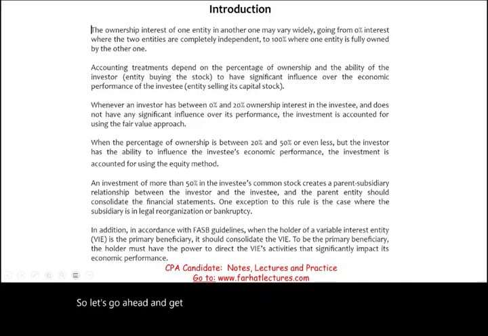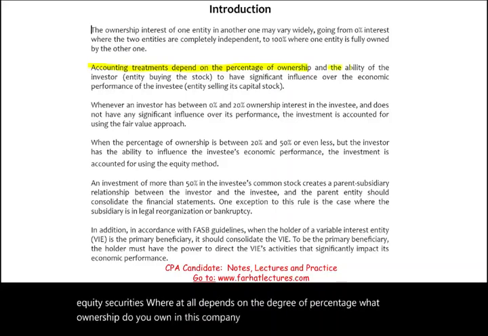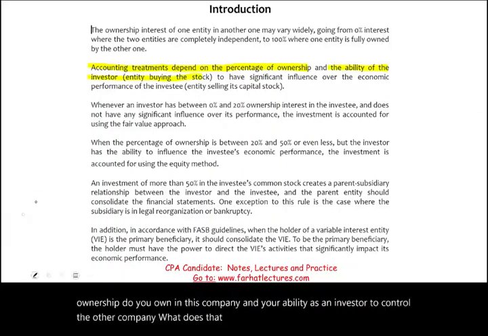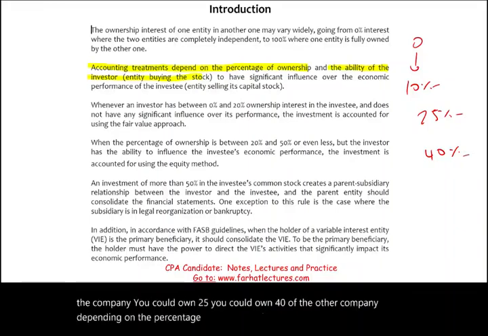How do you account for investment in equity securities? Well, it all depends on the percentage of ownership you hold in this company, and your ability as an investor to control the other company. What does that mean? Well, you could own between 0 to 10% of the company. You could own 25%. You could own 40% of the other company. Depending on the percentage of ownership, you will determine how to account for this investment.